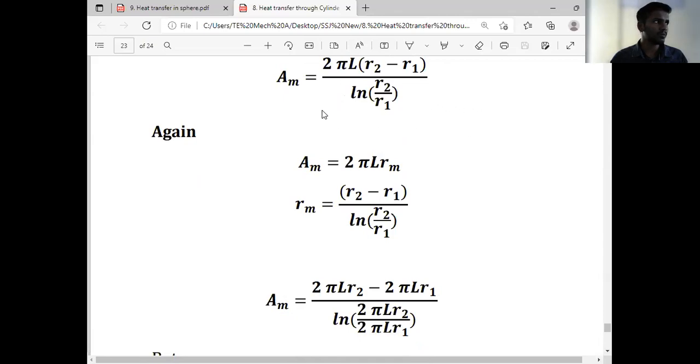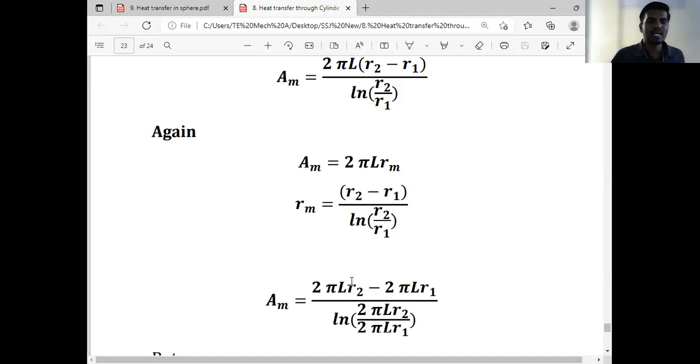So we have to multiply into the bracket. So therefore 2 pi L R2 minus 2 pi L R1. डिनॉमिनेटर मध्ये काय चेंज केलेलं आहे फक्त R2 आहे तिथे काय केलेलं आहे 2 pi L R2 ना 2 pi L ना मल्टिप्लाय केलंय आणि 2 pi L ना डिवाइड केलेलं आहे. ओके, सो इन दॅट फॉर्म वी हैव रिटन द इक्वेशन. सो AM is equal to what? 2 pi L R2 minus 2 pi L R1 divided by ln of 2 pi L R2 divided by 2 pi L R1.